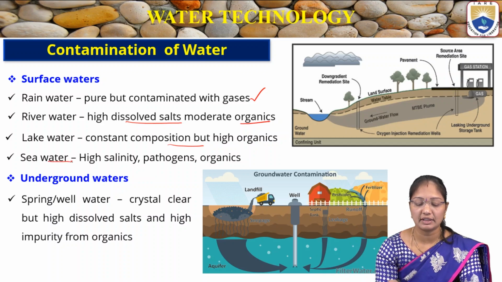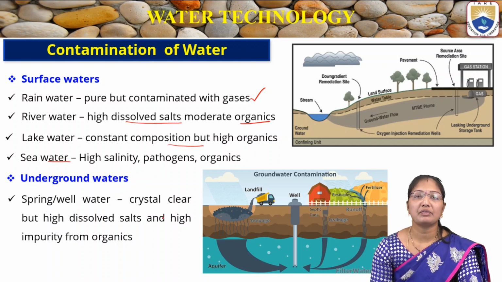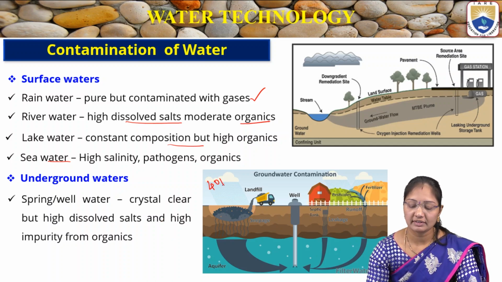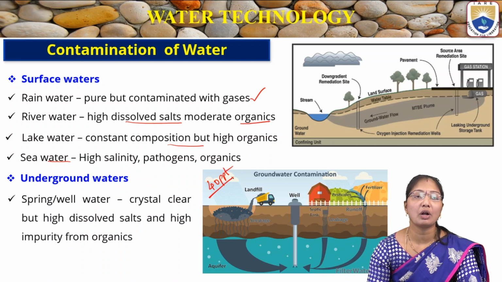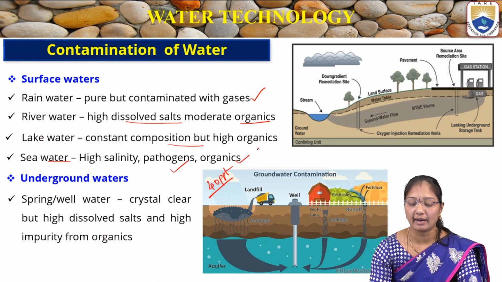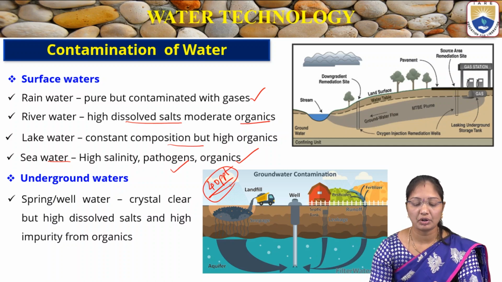And the last thing is sea water. As we know, sea water has high salinity, almost around 40 ppt. So generally sea water will have almost 40 ppt of total dissolved salts, and pathogens and organics. Due to the high salt content, we cannot use sea water for all purposes. So coming to underground waters, spring and well water: these are crystal clear but have high dissolved salts and high impurities from organics.